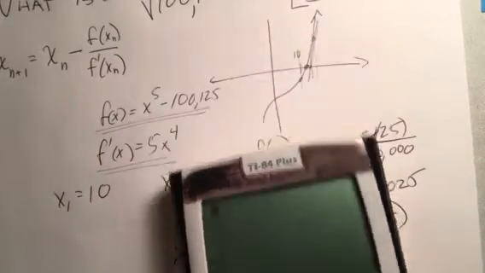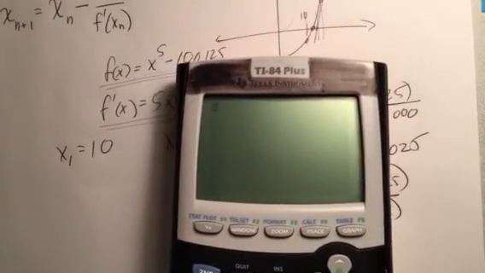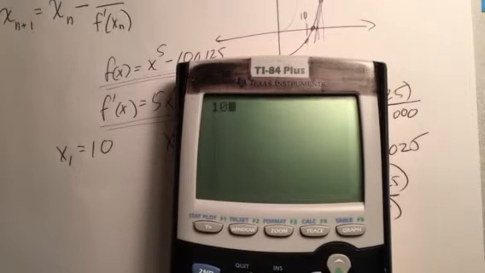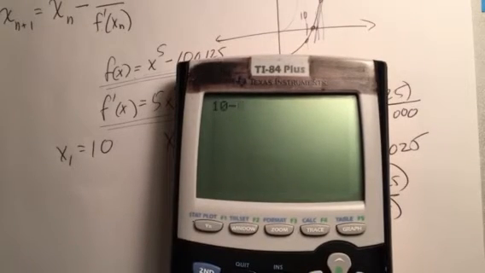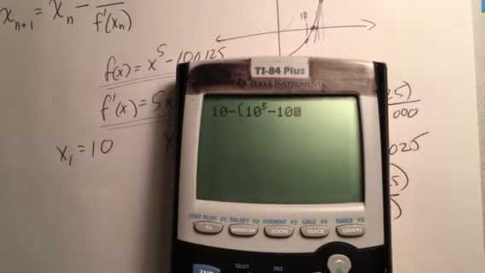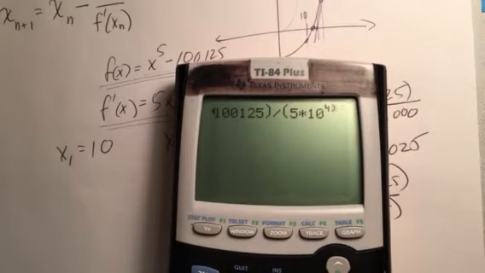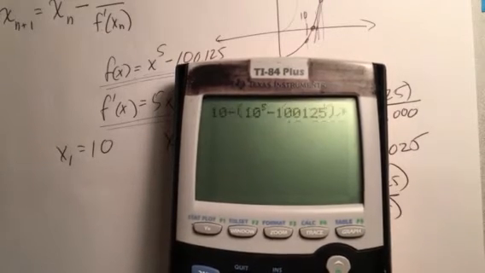And I would say we can do this the first way, where I would type 10 and then minus, and in parentheses 10 caret to the 5th, and then minus 100,125, close parentheses, then divided by parentheses 5 times 10 caret to the 4th. Okay, so this is just what I did a moment ago. And you'll see, there we are.